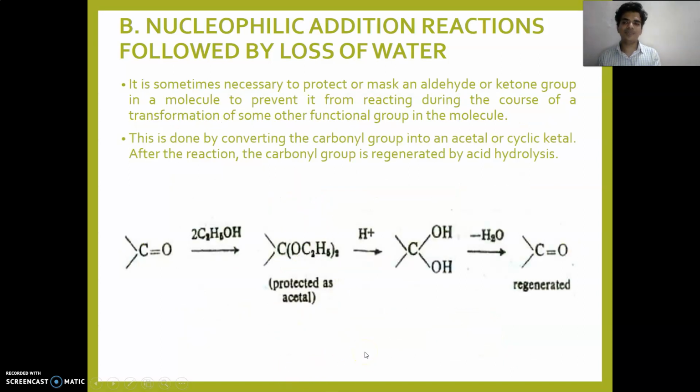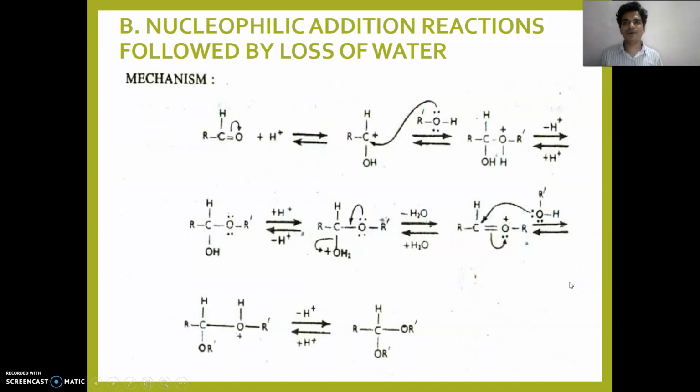We can give specific types of ketals with the help of a variety of alcohols. It is sometimes necessary to protect or mask the aldehyde or ketone group in a molecule to prevent it from reacting during the transformation of some other functional group in the molecule, and this is done by converting the carbonyl group into the acetal or the cyclic ketal. After the reaction, the carbonyl is regenerated by acid hydrolysis. This masking is very important.